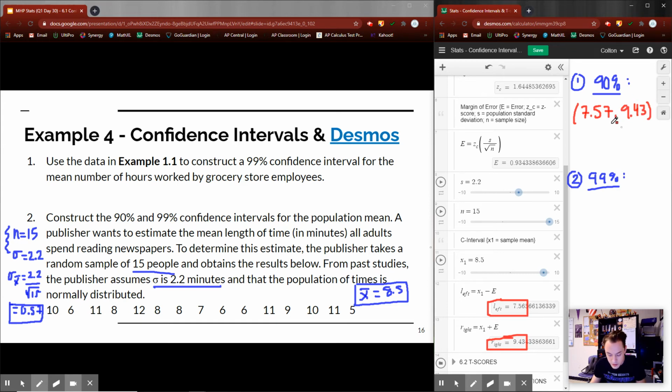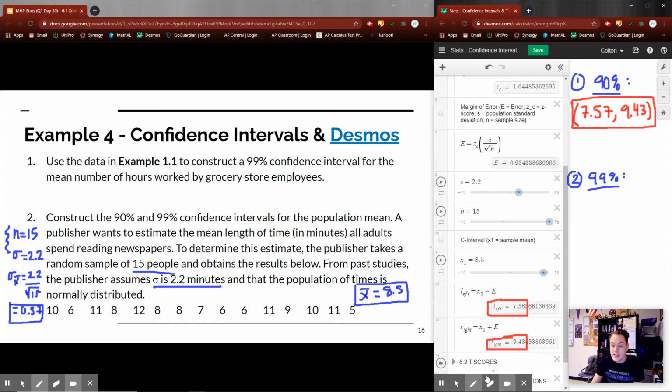So that right there is my confidence level for 90%. Okay? So that's my left endpoint. That's my right endpoint. That's my answer. That's my confidence level. I can be 90% sure that my population mean lies between those two numbers.